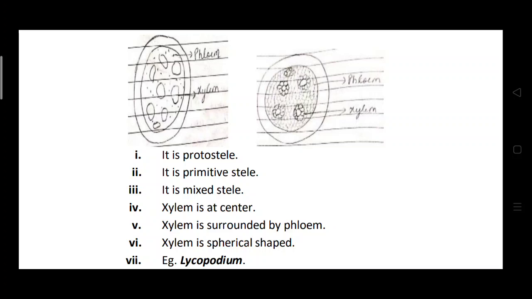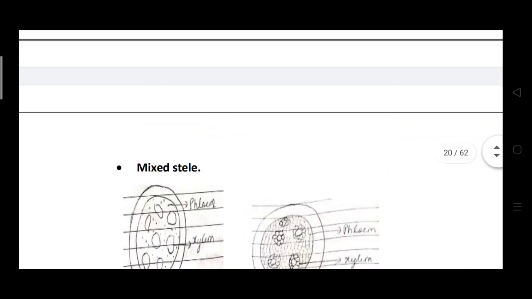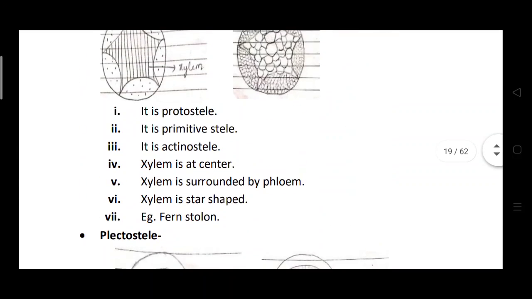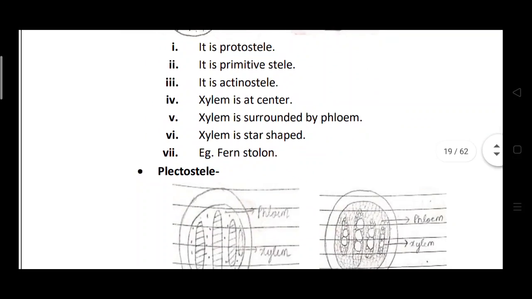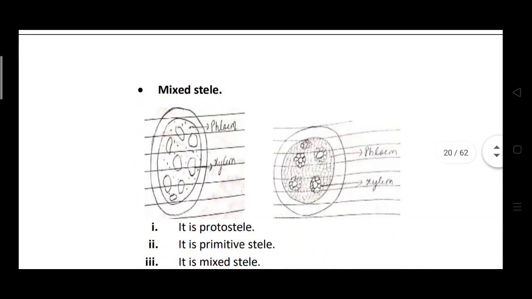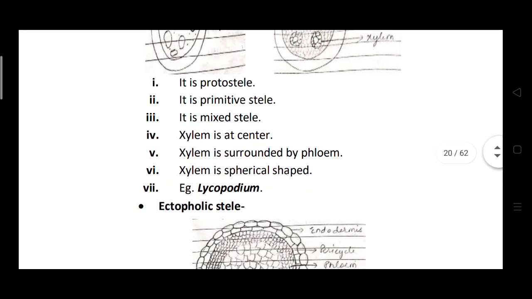So these are the characters of the primitive stele, and these are the four different types of protostele: first the haplostele, second the actinostele, third the plectostele, and fourth the mixed stele. The remaining part of the advanced stele we will discuss in the next video.